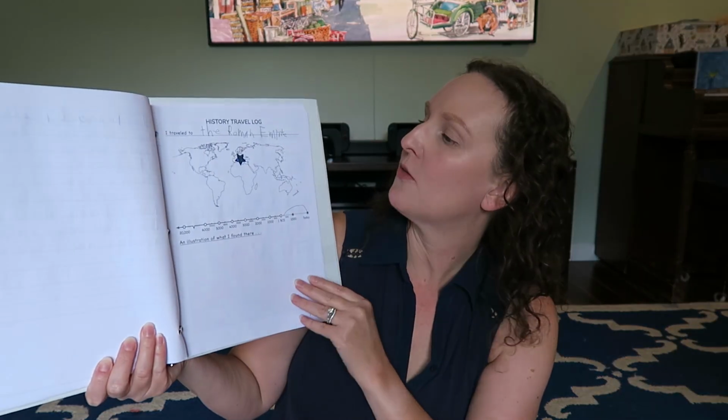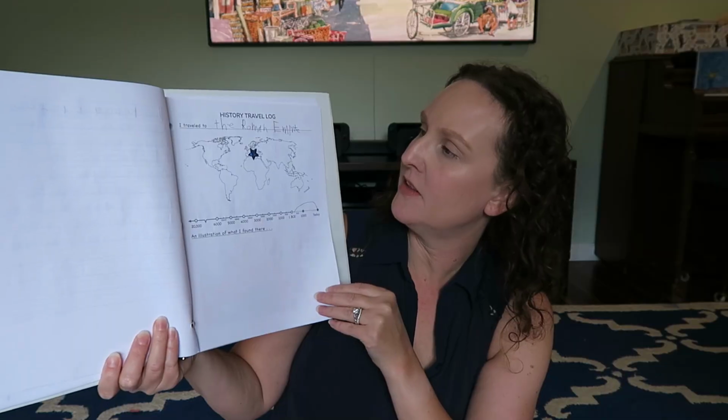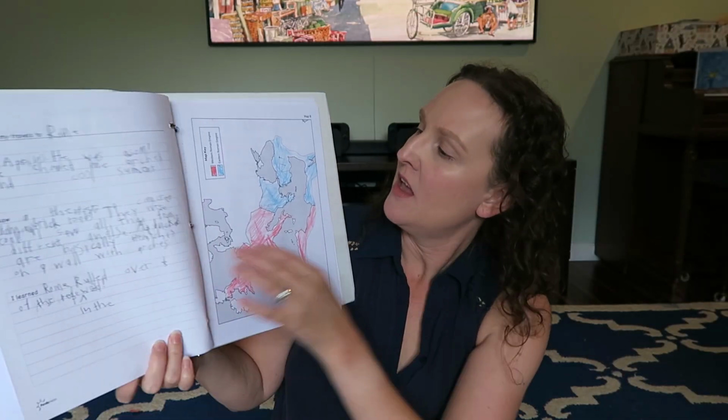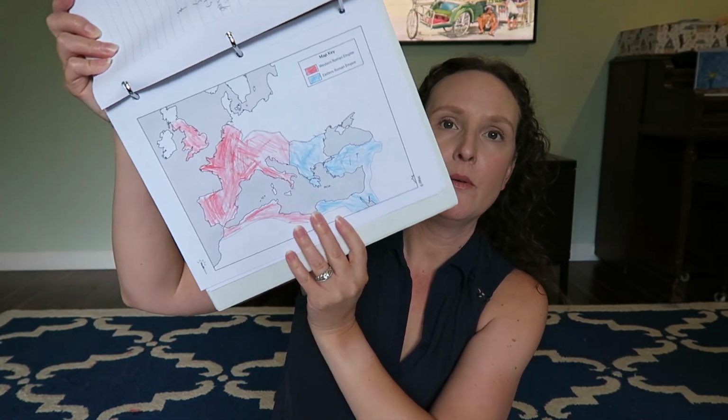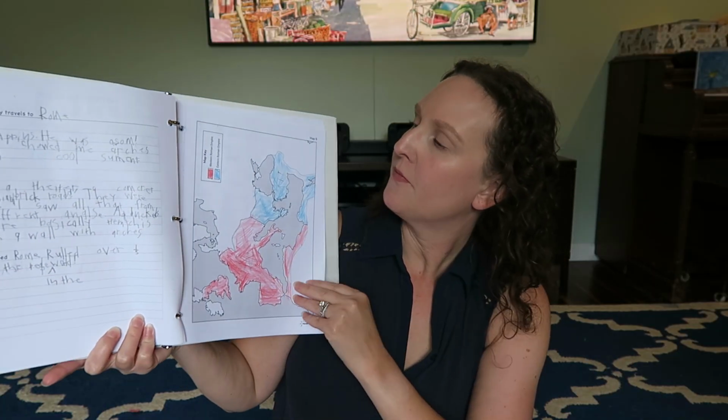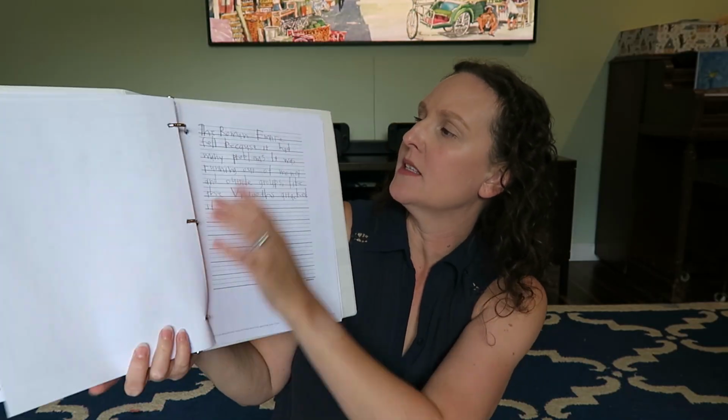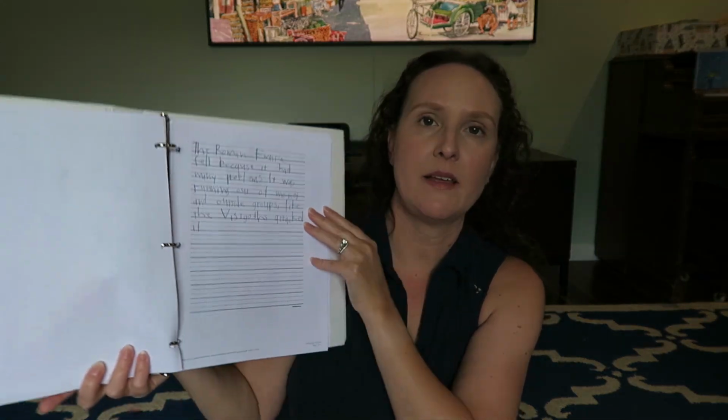To hold all of the maps and the history timelines and also the copywork, I chose for my kids to do copywork that is from the study guide. So there's copywork in the study guide that they can copy on printed paper. But for example, they have their own binders. This is one of my kiddos, the Roman Empire. So he had to fill this out, his travel log. And then this was the map. He had to fill out the map. And then also this was the copywork that he had to do.